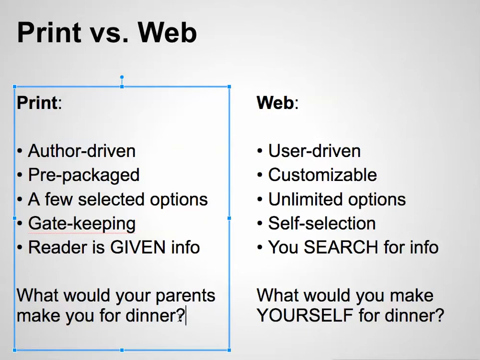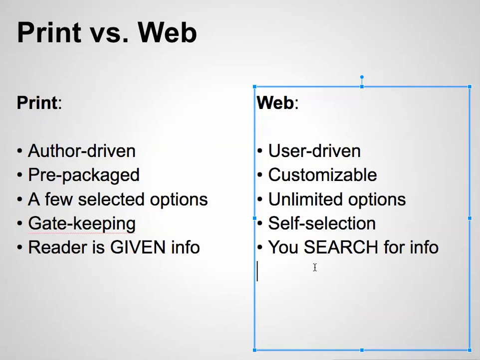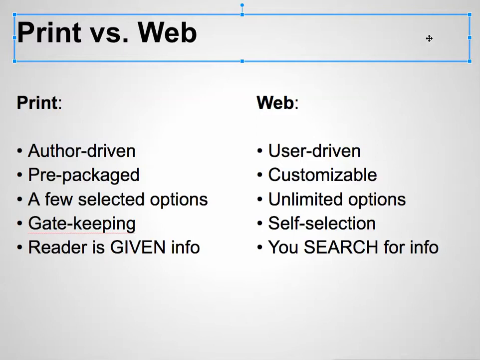The web is very user-driven, and it's customizable. There's seemingly unlimited options, and so audiences approach the web as sort of an exercise in self-selection. Instead of being given a list of what is important, audiences online find what is important to them. So the web is all about searching for information, not being given information. So the audiences for these two venues are much different. Even though they're the same people, they're approaching what they're doing in a different way. Print, readers are given info. Web, people are searching for info. So the mindset is just much, much different.